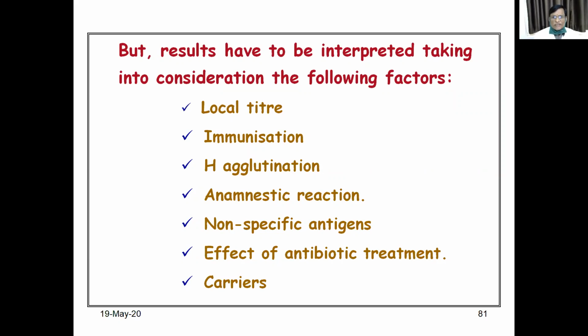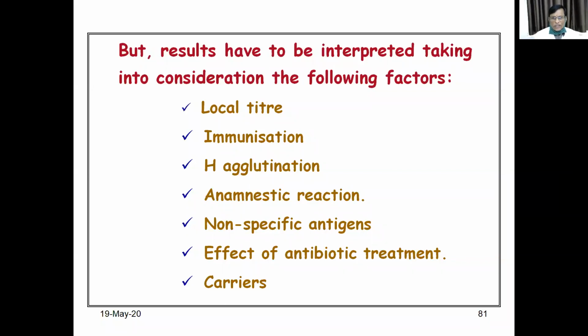The results of these titers are interpreted taking into consideration the following factors. That is the local titer I discussed with you. Now immunization is also very important; it will increase the titer. H agglutination: without O agglutination, H agglutination alone cannot be taken, because as I told you in the beginning, H agglutination is responsible for IgG and O agglutination is responsible for IgM. IgM is very important because many people will have IgG antibodies in general condition without any fevers also.